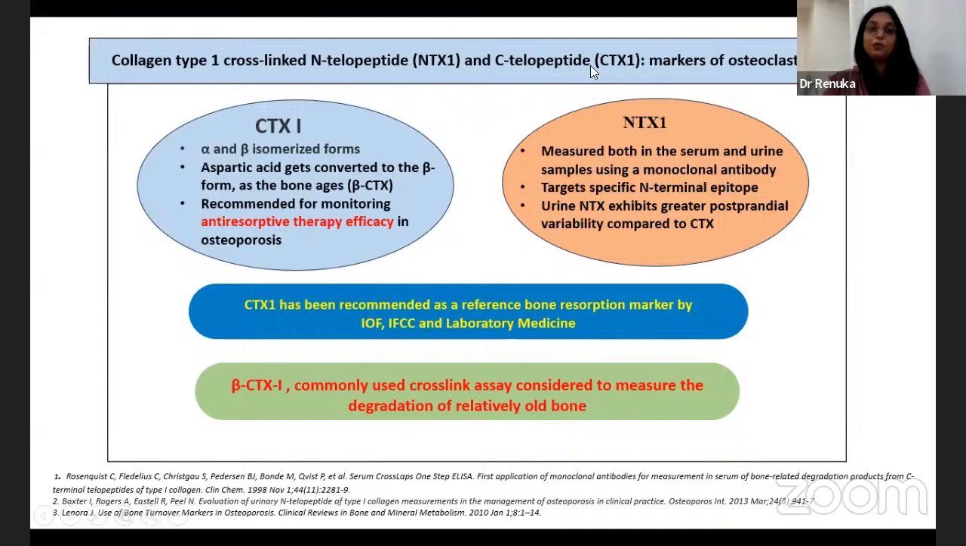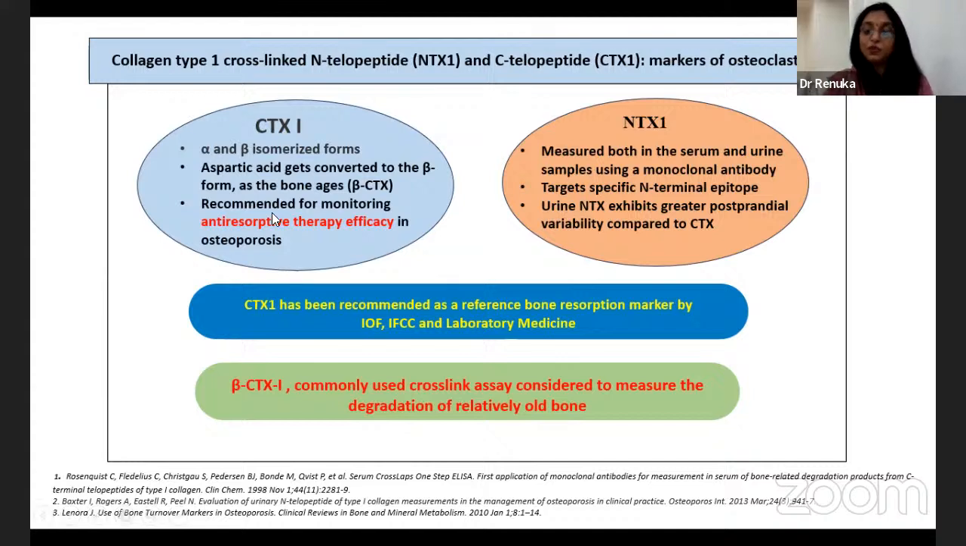And these are the resorption markers. Here you can have them in alpha and beta form, but what we actually measure is the beta form, which indicates that it is a measure of the degradation of the relatively old bone, which gets converted as the bone ages. NTX1 can be measured both in serum and urine. However, as I said, it causes a lot of variations. There are a lot of biological variations, particularly with the consumption of food as well as with fasting.